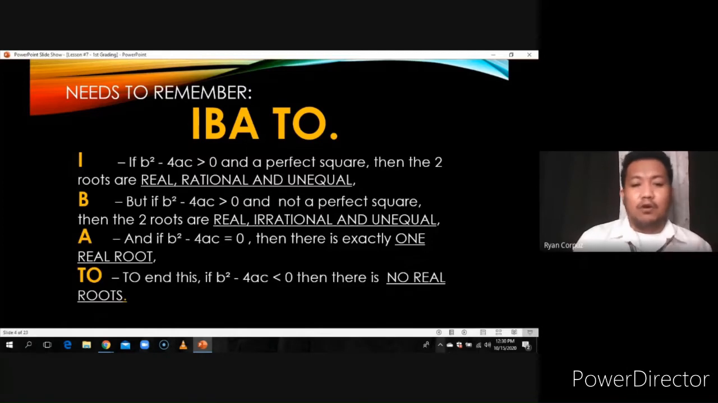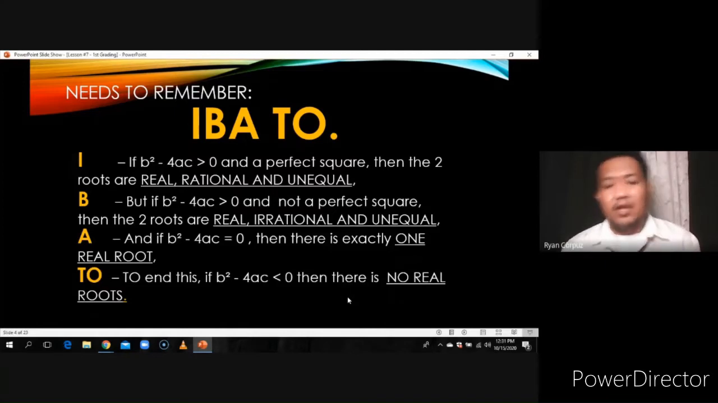So again, if your discriminant is a negative number, then its nature is no real roots. So again, in order for us to find out the nature of the roots of a given quadratic equation, all we have to do is to remember the what we call ibato. That will help you in finding the nature of the roots of a quadratic equation. So now, let's apply these things that we need to remember into examples.